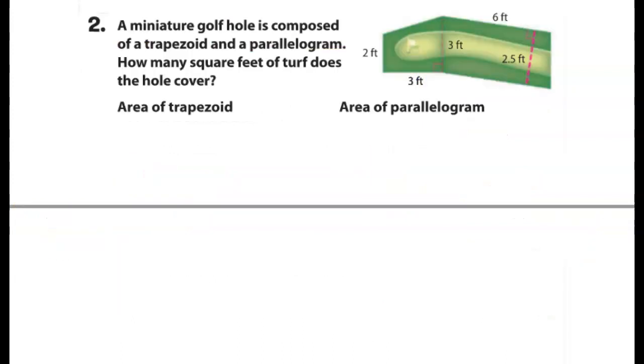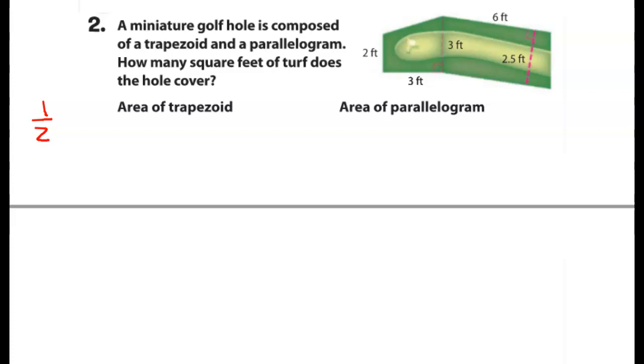A miniature golf hole is composed of a trapezoid and a parallelogram. How many square feet of turf does the hole cover? So we've got to find the area of the trapezoid, and the area of the parallelogram, and then we're just going to add them together. Okay. So the area of a trapezoid is, and I wish it was easier to write with this digital pen, it takes up so much space.